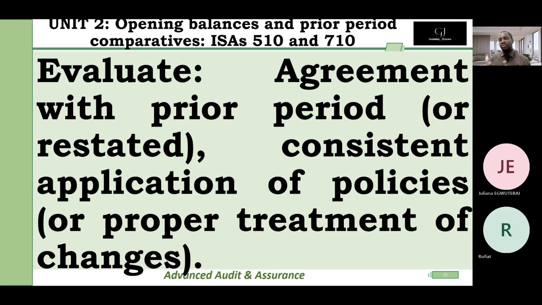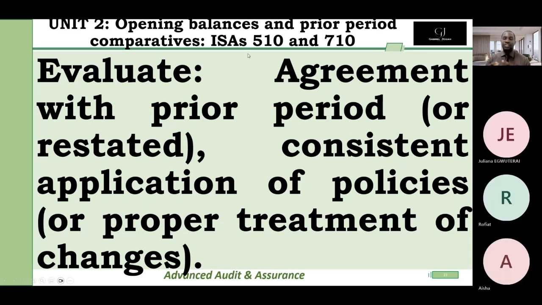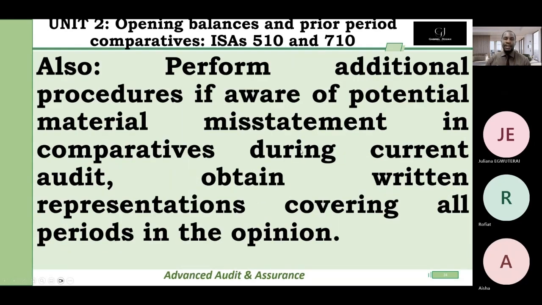So in our evaluation, we need to understand that what happened last year should be correct and correctly stated. We need to ensure that there's proper treatment and changes in the financials that we are evaluating. So whatever is being done must be evaluated and reviewed properly by us, the auditors. This is key. And also we need to perform additional procedures if we are aware of potential material misstatements in the comparative analysis we are doing between last year and this year.